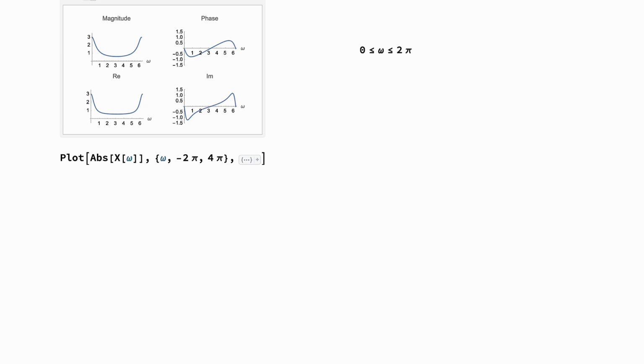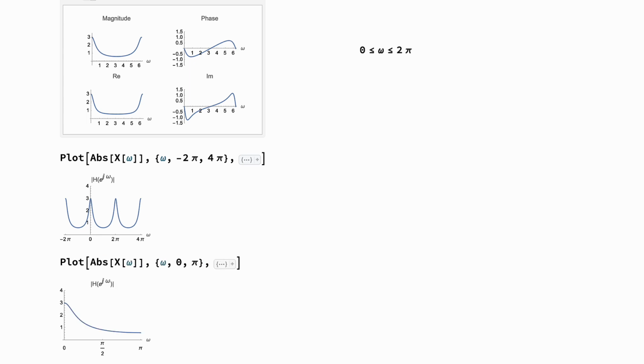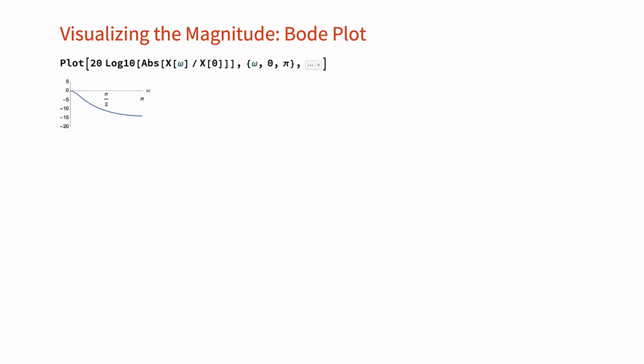For the plot of the magnitude of the discrete time Fourier transform, if we extend the domain, we can see the 2 pi periodicity. Also, for real signals, the magnitude has even symmetry. So it is sufficient to plot the absolute value of the Fourier transform on the interval between 0 and pi. Finally, it is common practice to scale the magnitude logarithmically and to use linear scaling on the frequency axis, as the normalized range is always between 0 and pi. This is what's called the Bode plot.